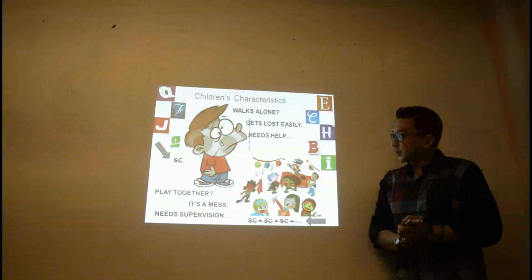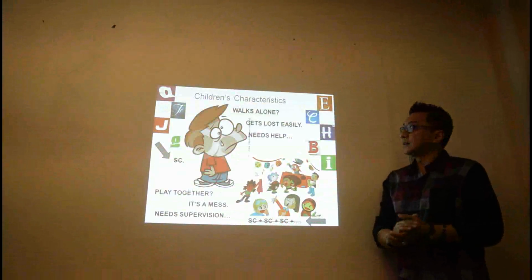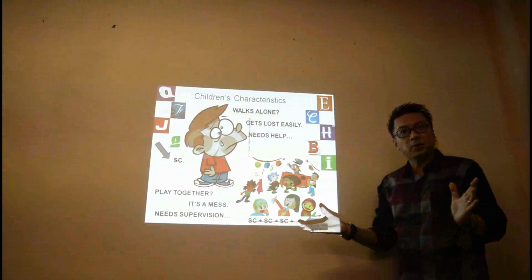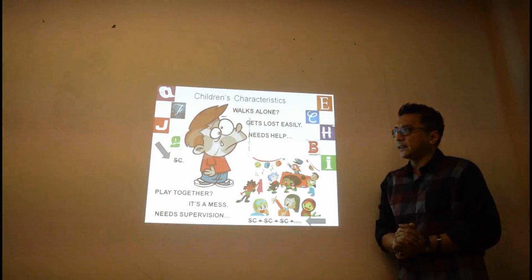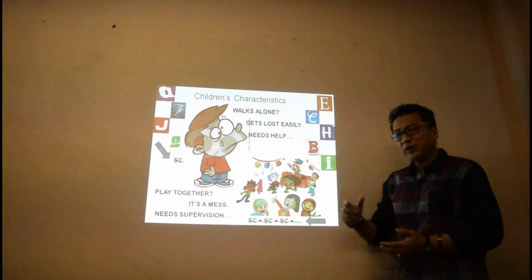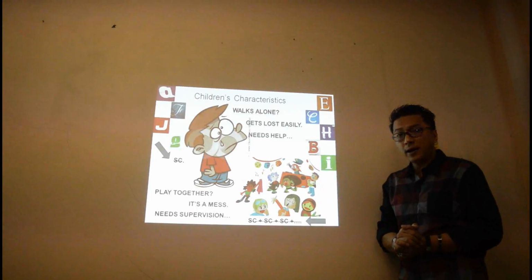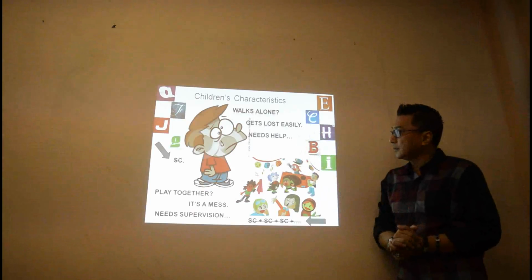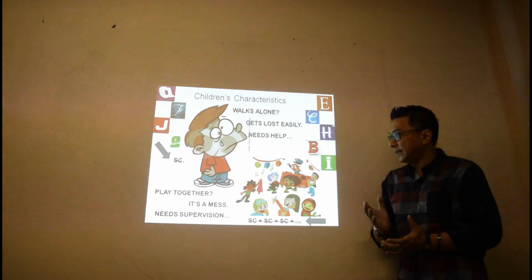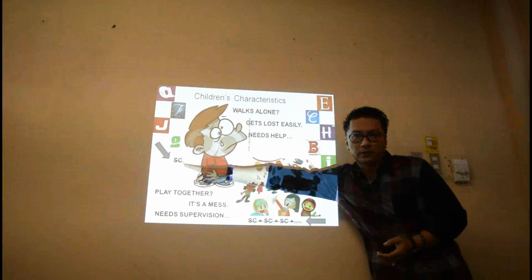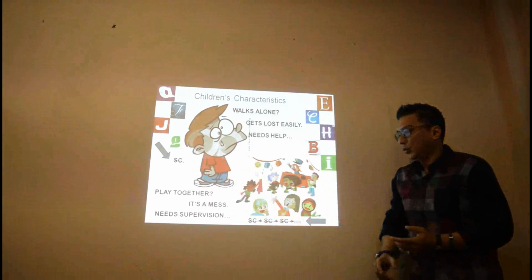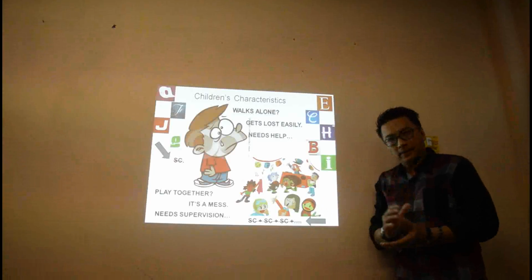Okay, it's time now to explain the other member of the family, the children, the subclause, subordinate clause. They have a different characteristic. Can you see here? You cannot make the children walk alone. Why? They will get lost easily, they will need help. So, rule number 1, you cannot make a subclause alone. Remember that one.